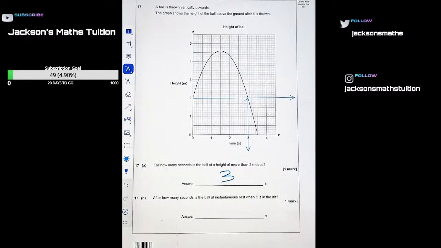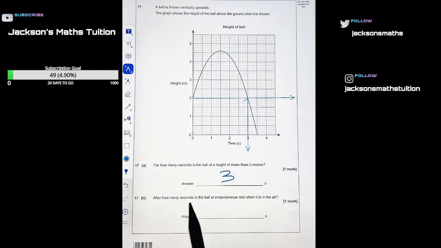Okay, see if you can spot the answer for the second one, guys. Drop your answer in the chat. Go ahead. Drop your answer in the chat. See if you can spot it. Okay, 1.5, 1.5. Excellent, guys.